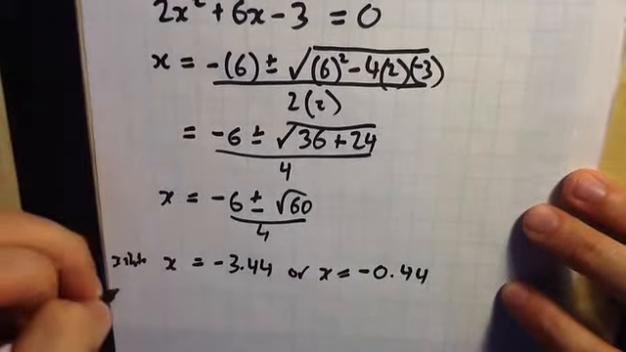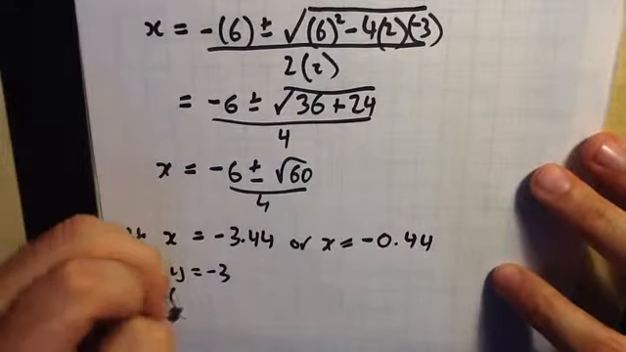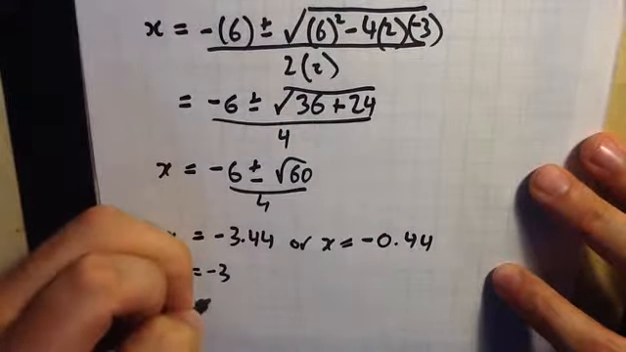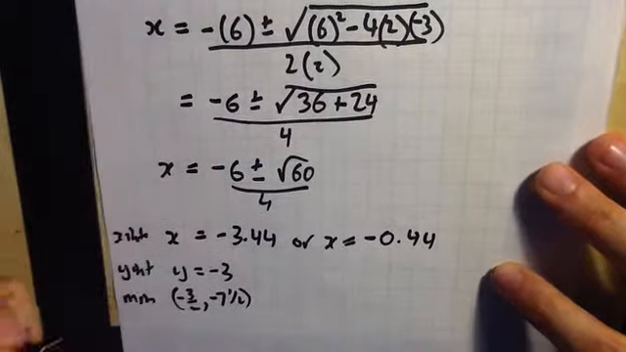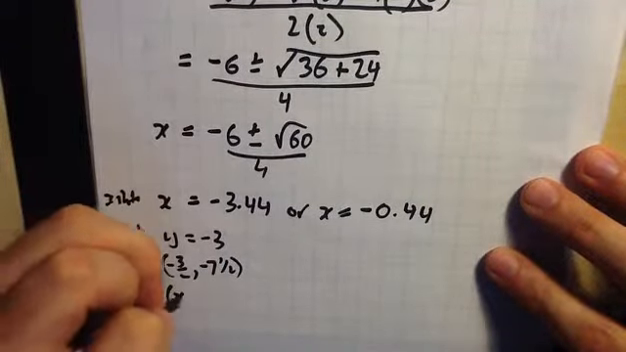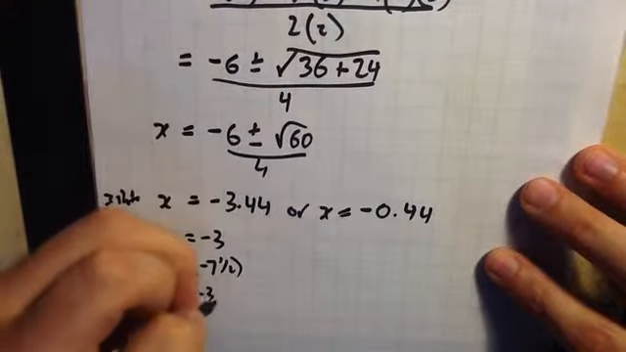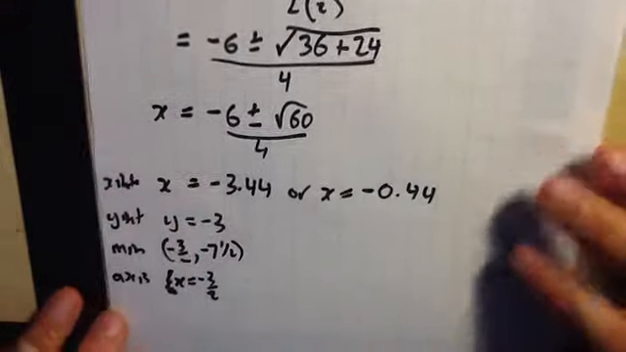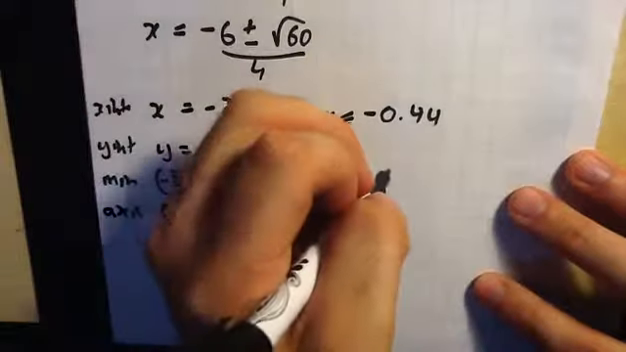I got the y-intercept, which was y equals negative 3. I got the minimum, which was at negative 3 on 2, negative 7.5. And the axis of symmetry was at x, I should have a bracket there, x equals negative 3 on 2. If I have all this information, it's pretty easy to draw a quick sketch.